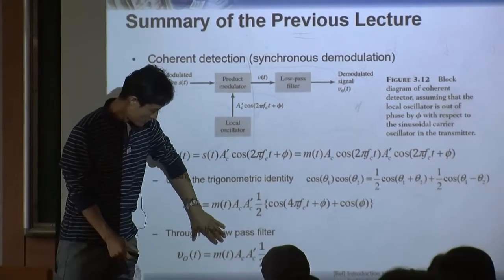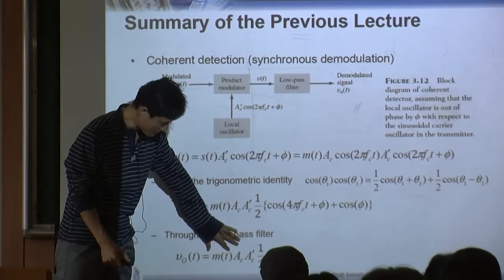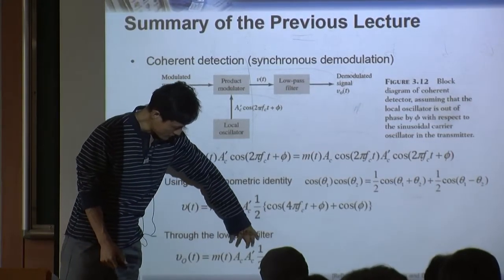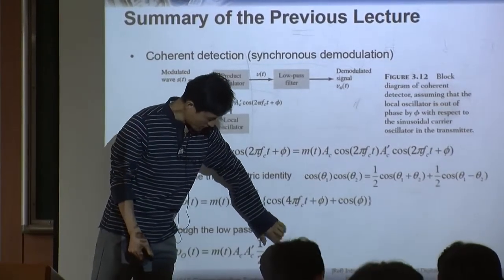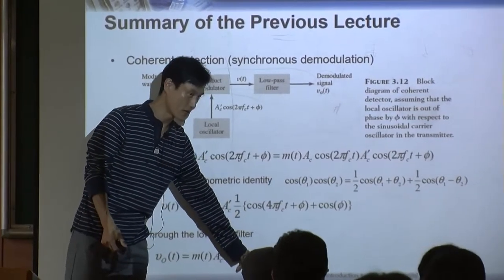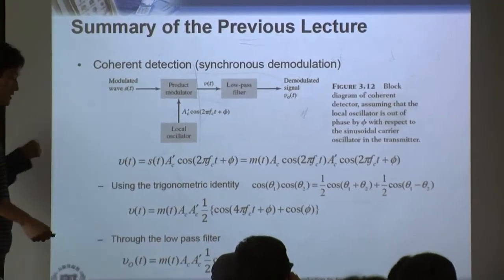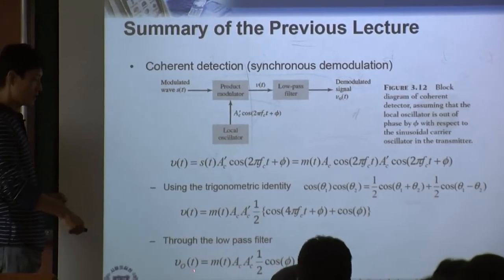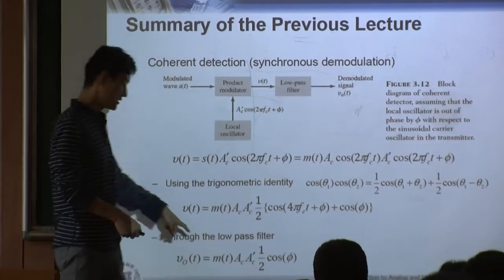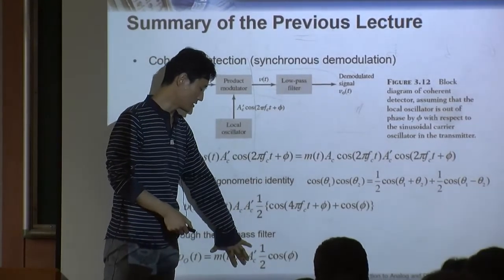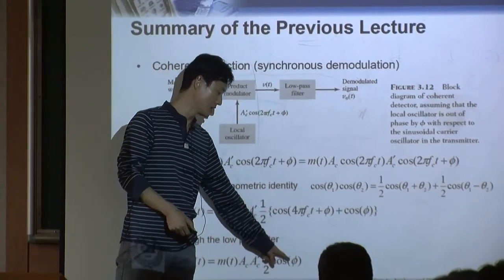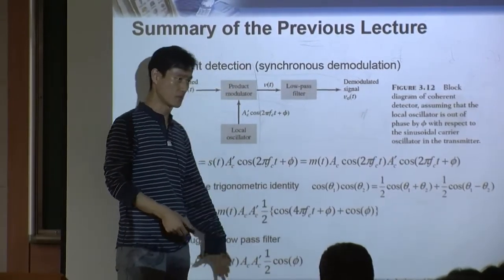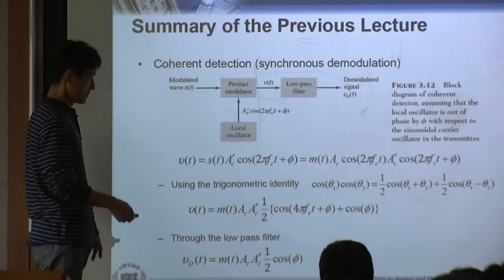What you can see here is that you can recover the message back, and there's a certain coefficient, which is fine, but it is multiplied by cosine phi, and phi is random. So if you're unlucky and phi is 90 degrees, you get 0. This value is maximum when phi equals 0, because cosine becomes 1, so you get the maximum.